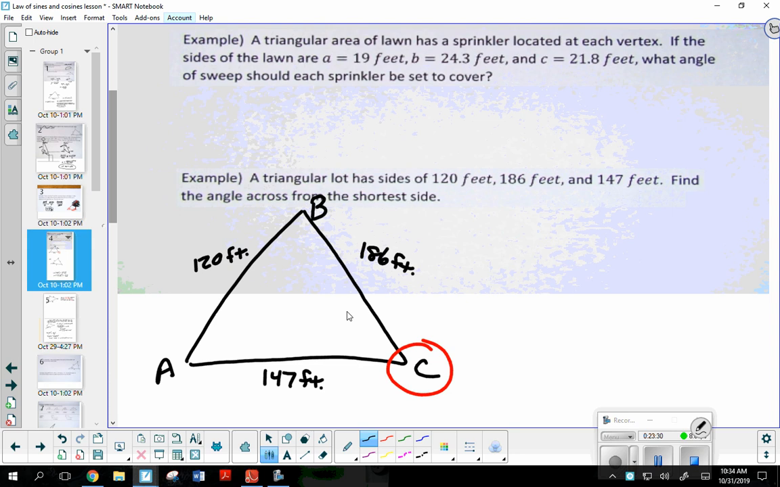So walk me through this. What would I do? What would I write down? 120 squared. Okay. Now what? Equals. So 186 squared plus 147 squared.